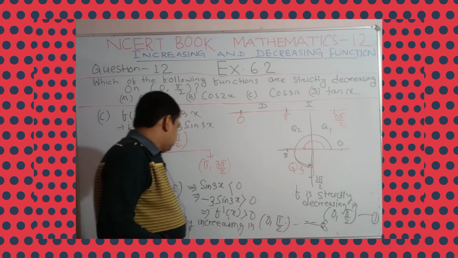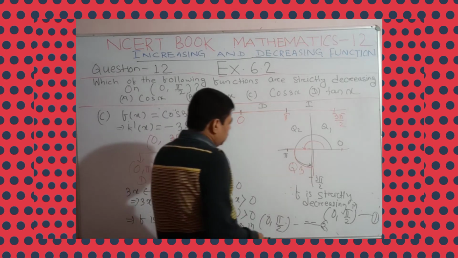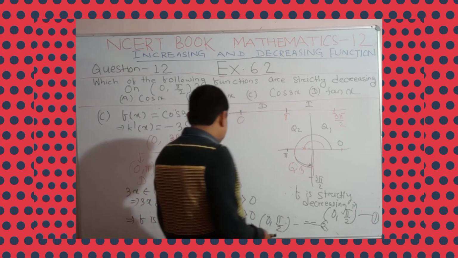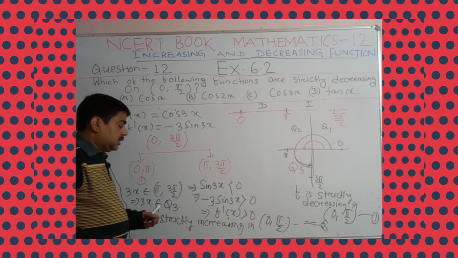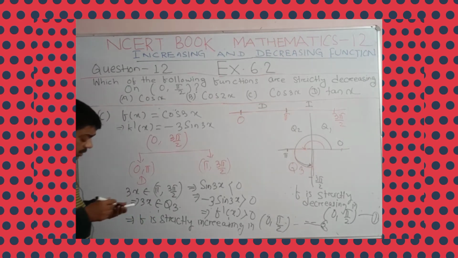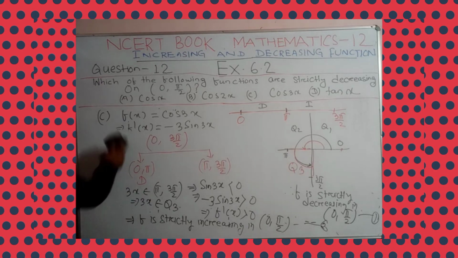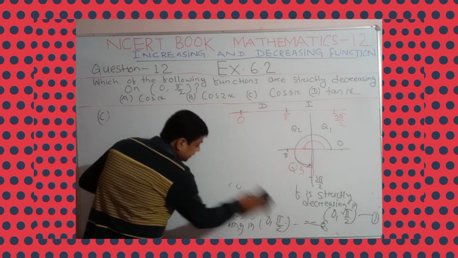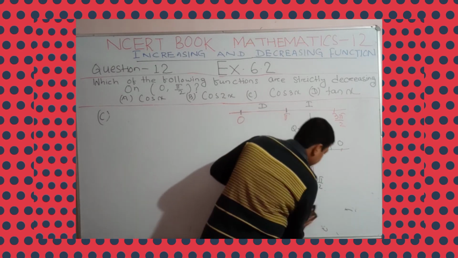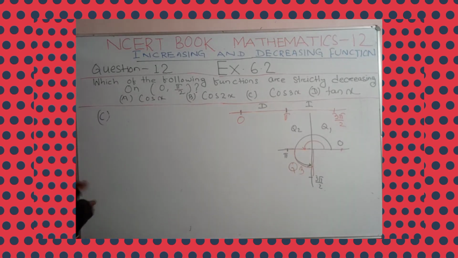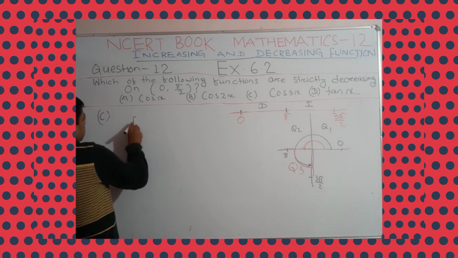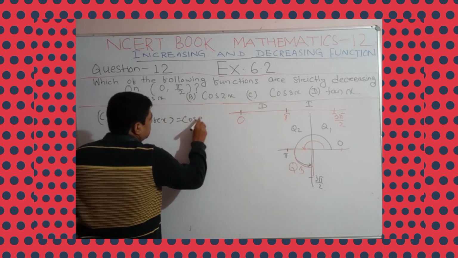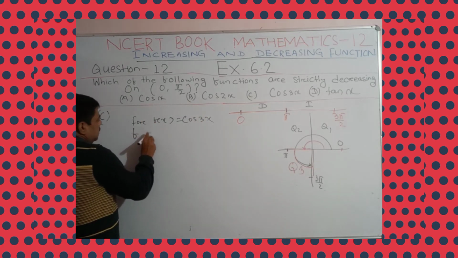So if f dash is greater than 0, it means the function is strictly increasing in the interval 0 to pi by 2. Understand? In the first one we got the function is strictly decreasing in the interval 0 to pi by 2, and the function is strictly increasing in the interval 0 to pi by 2. It means the function is neither increasing nor decreasing. Understand or not? Is it clear? So here in the third bit we got for the function fx is equal to cos 3x.